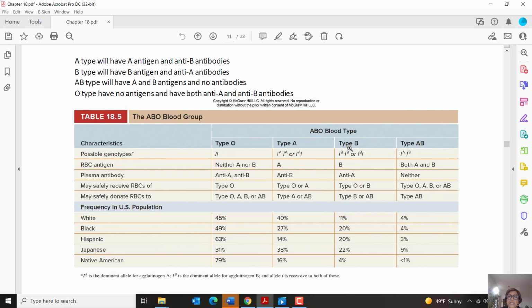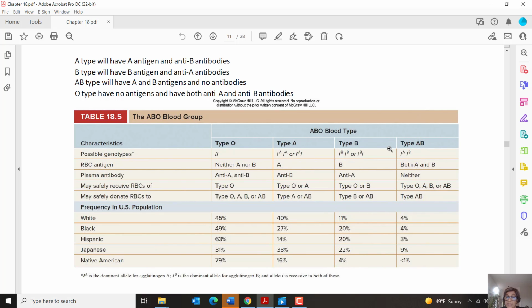Same with type B. Type B can receive blood from O because O has no antigens. Type B can receive blood from B. Type B cannot get from A because they have anti-A. Type B cannot get from AB because they have anti-A, which is going to clump with this.